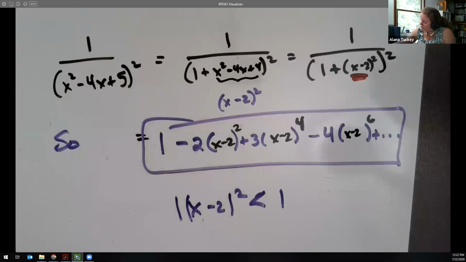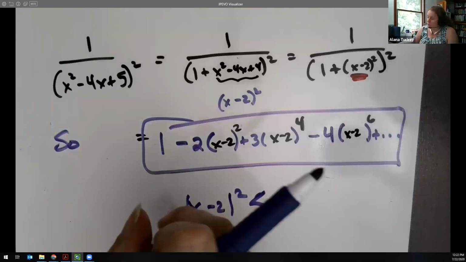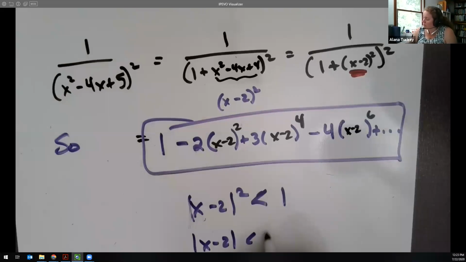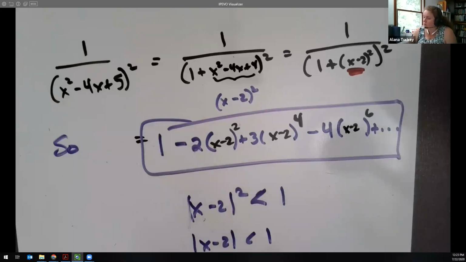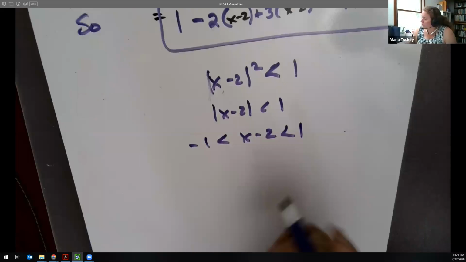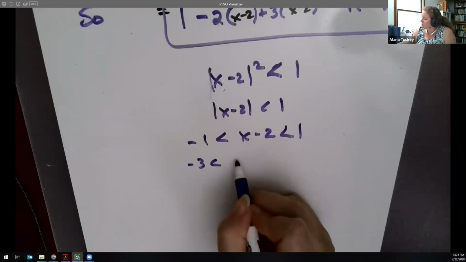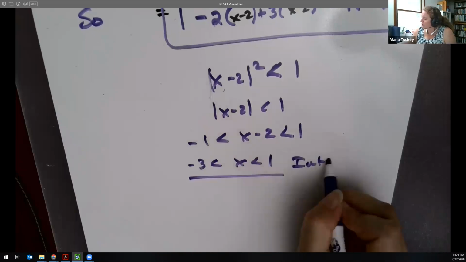I don't really need this bit, right? Which means x minus 2 is less than 1, which means negative 1 is less than x minus 2, which is less than 1, which means negative 3 is less than x, which is less than 1. So that would be the interval of convergence. They didn't ask for it, but they could have.